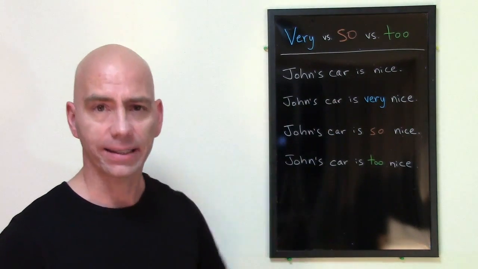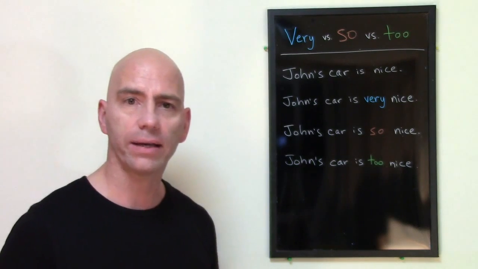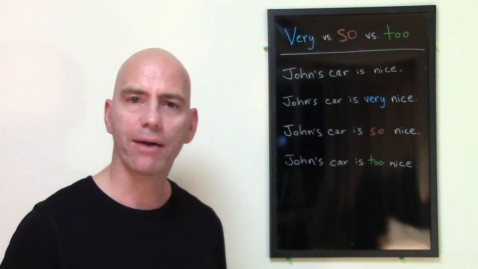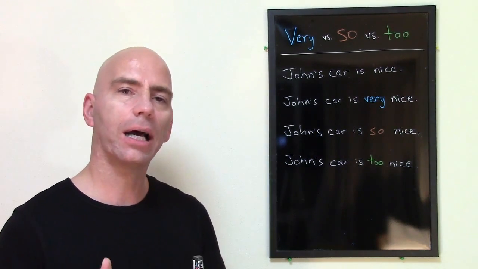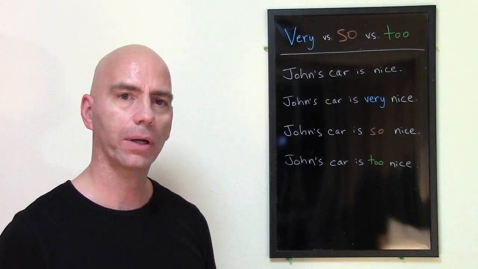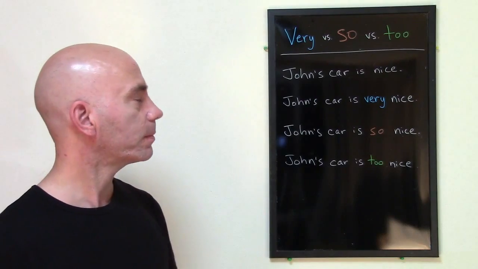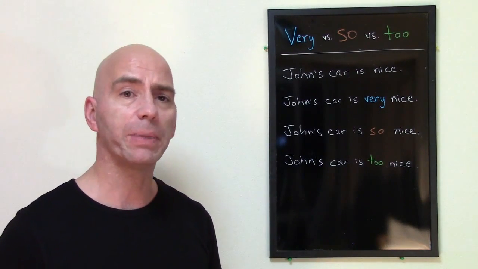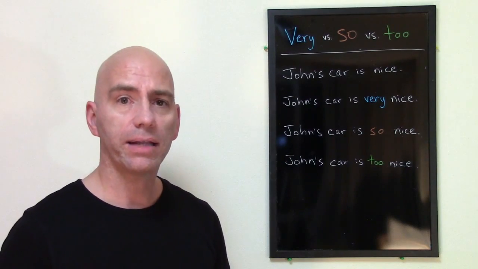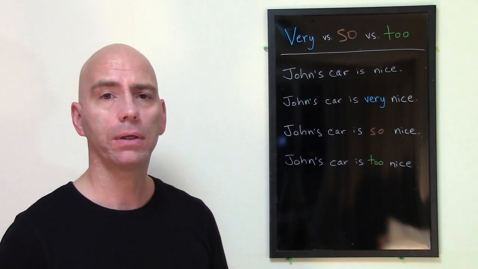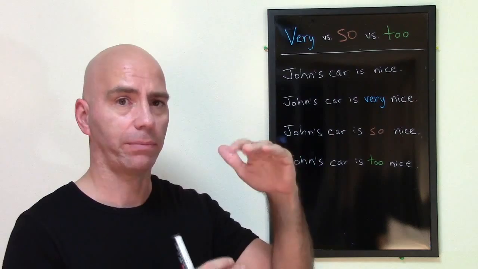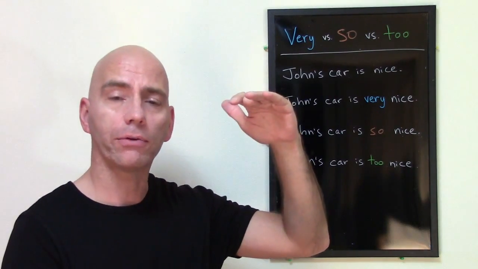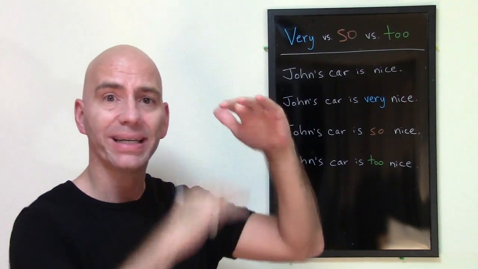John's car is nice. Okay, this says that John's car is nice. It's not average, it's nice. It's a bit better than average. Okay? If I say, for example, David's house is big, well, big is always bigger than average, and average is bigger than small. So we have small, average, big.